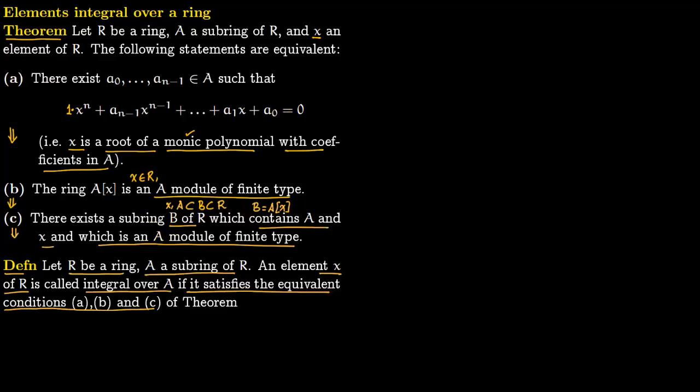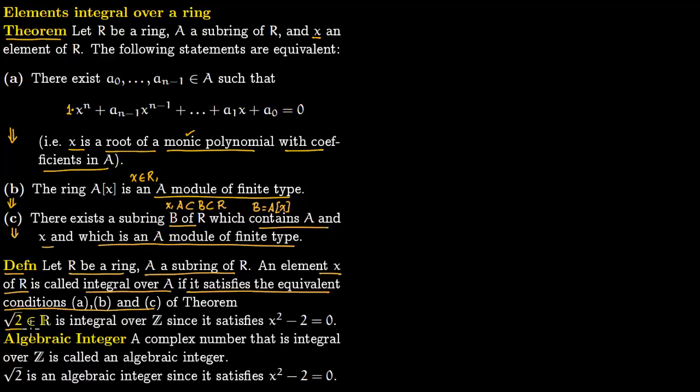So let us give some examples. You fix square root of 2 in the reals. Now this root 2 is integral over the integers since it satisfies the equation x squared minus 2 equals 0, and you can see this is monic. The coefficient of the leading term, which is x squared, is 1. Now we come to algebraic integers. A complex number that is integral over the integers is called an algebraic integer. So again square root of 2 is an algebraic integer.